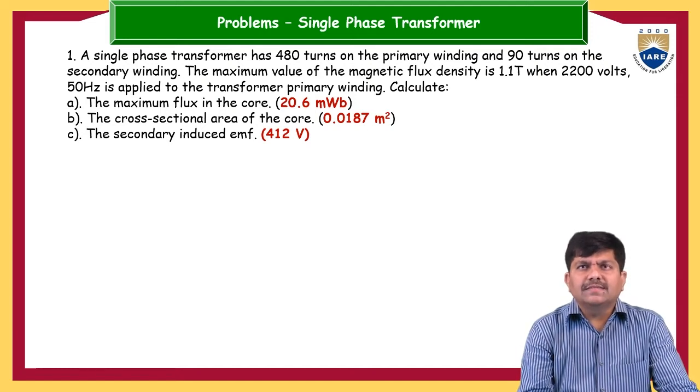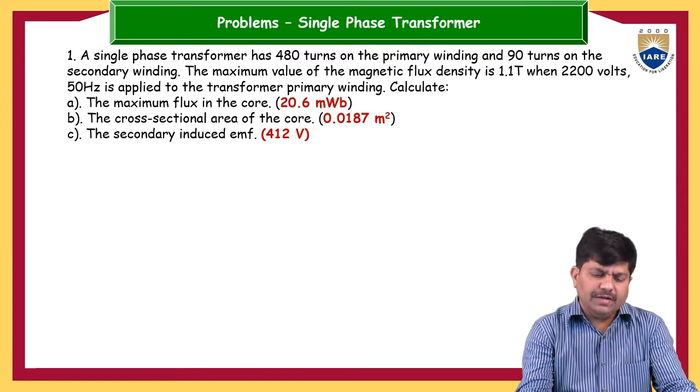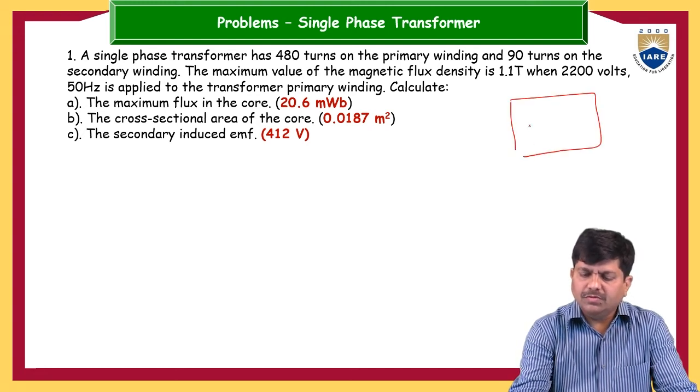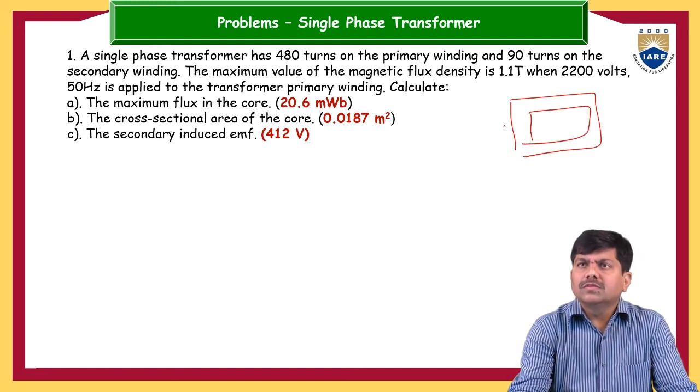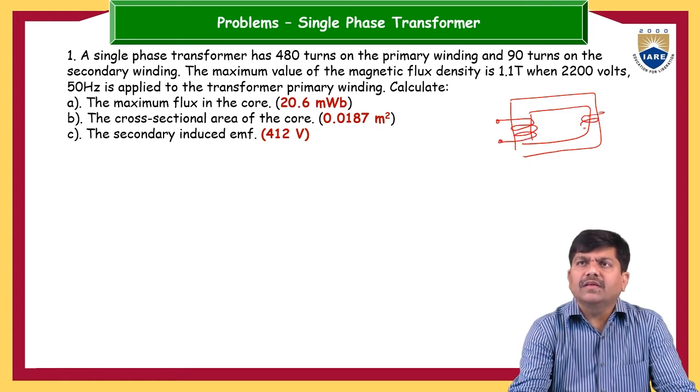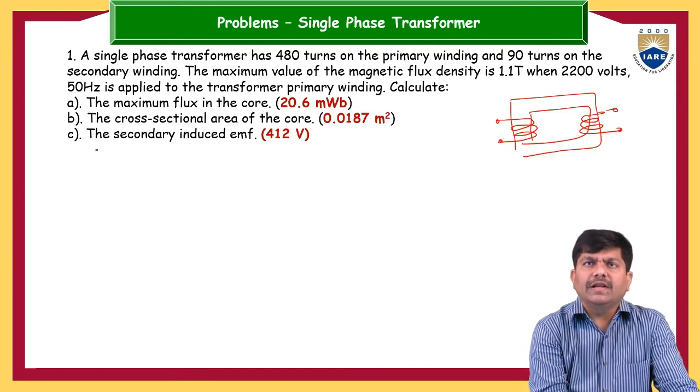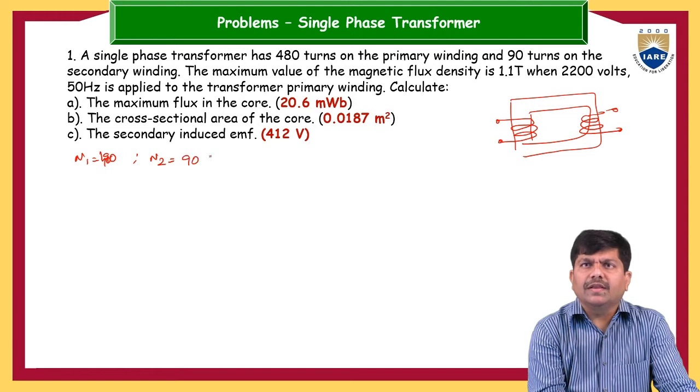So the first problem is: a single phase transformer has 480 turns on the primary winding. Let us draw the simple structure of the transformer. Here this is the primary winding, and these are the secondary windings. The turns they have mentioned here: primary winding N1 is equal to 480, and N2 is 90.